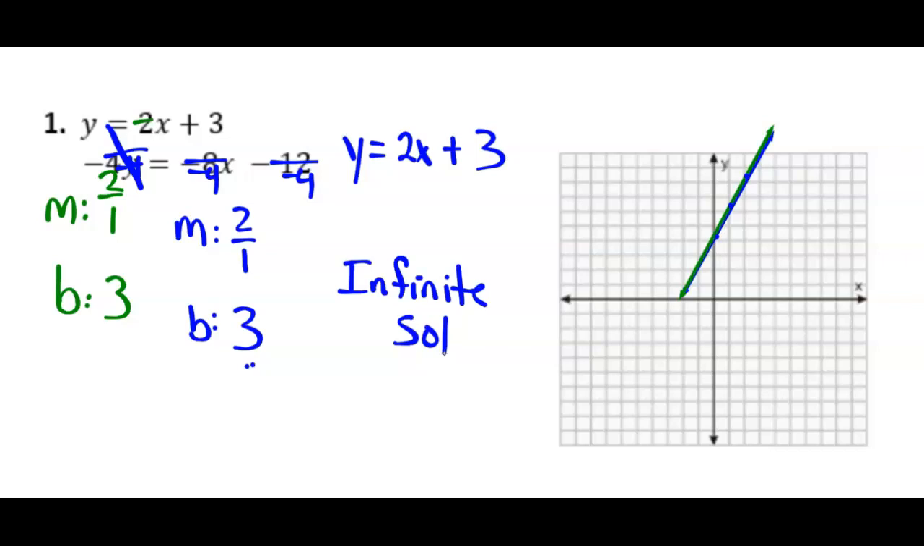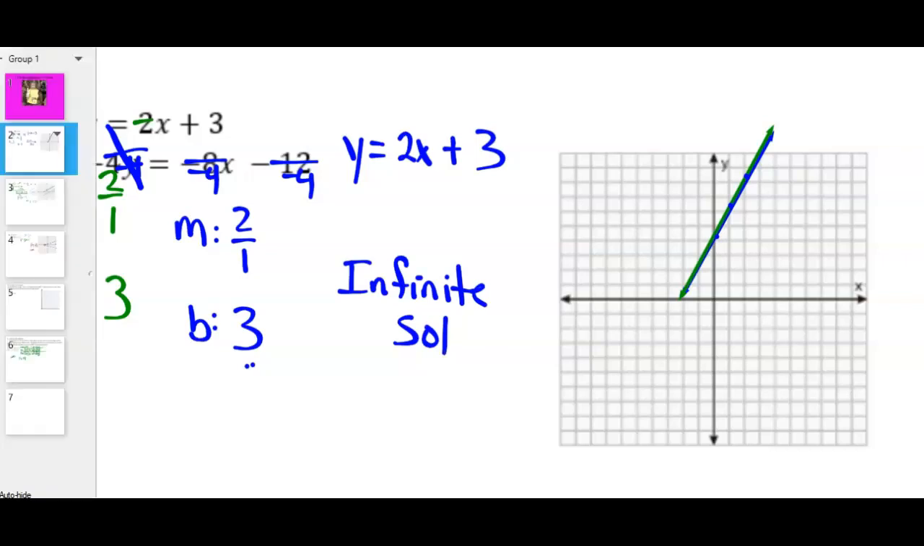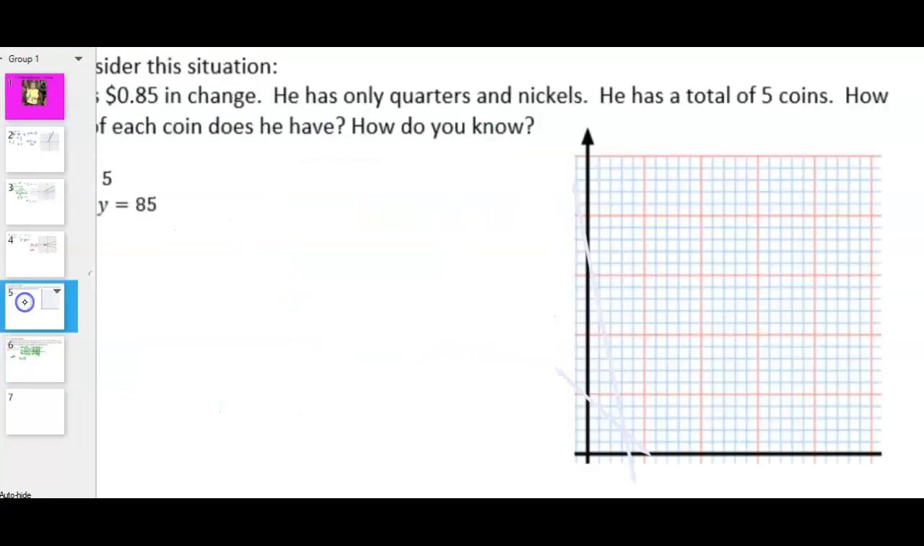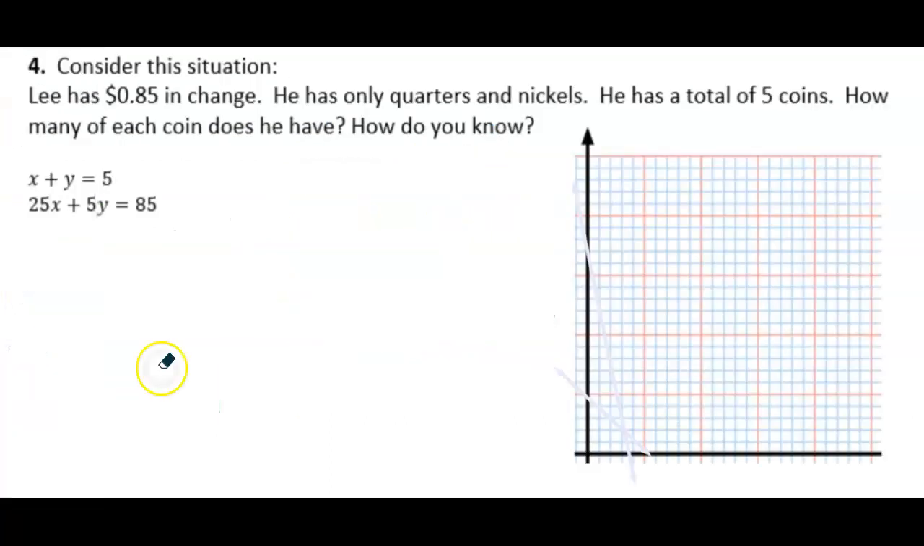I am going to pop to my next example, which is this example. Here we go. Where we're looking at context, and we need to figure out how to do this when we're looking at a problem that's done. So consider this situation. Lee has 85 cents and change in his hand. Okay? He has only quarters and nickels. And he has a total of 5 coins. How many of each coin does he have?